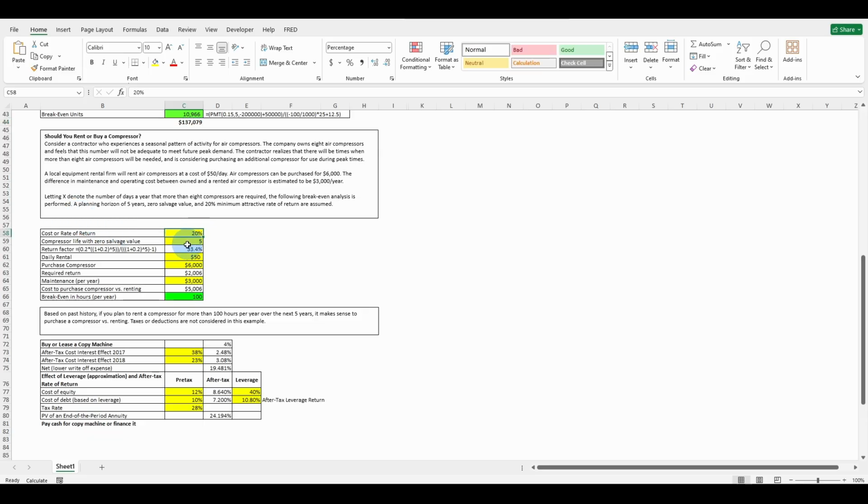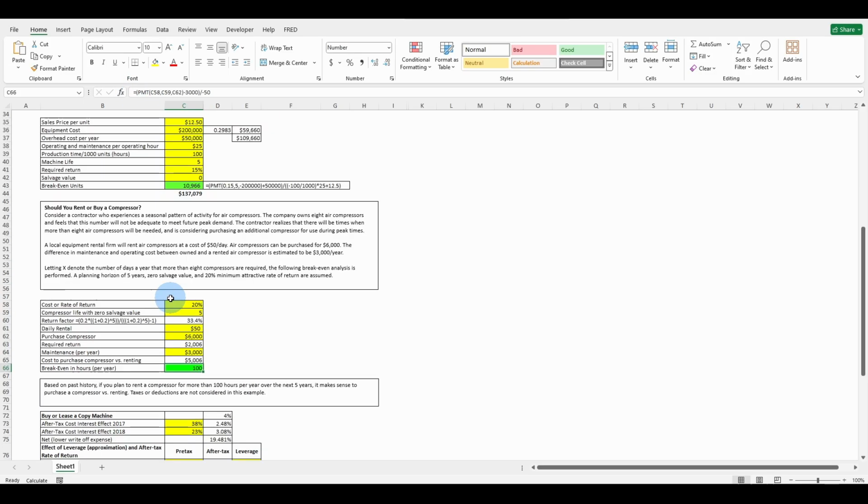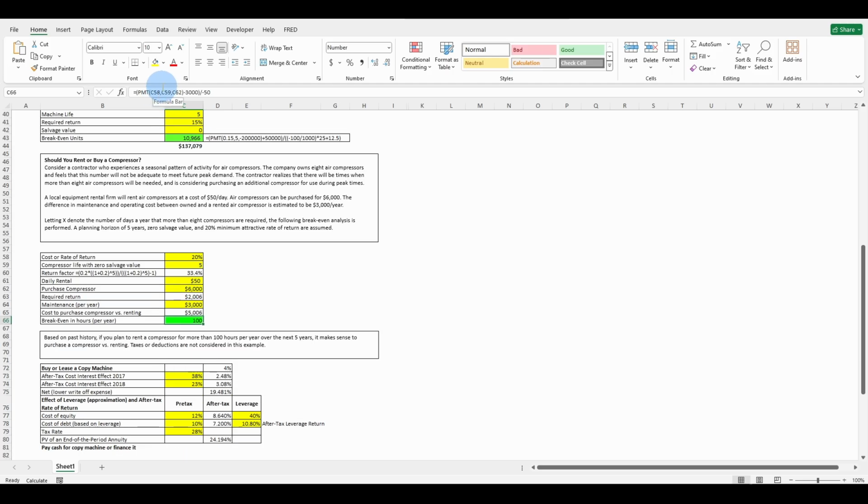So here's our 20%. Compressor life, 5 years. Return, 33.4%. Daily rental, 6,000, etc. Here's our break even. Payment. You're used to using this payment function. We're going to compute this number of hours. We have payment C58, which is this 20%. C59, years. C62, 6 grand is the cost, minus 3 grand maintenance. Divide this by daily rental, 100 hours.